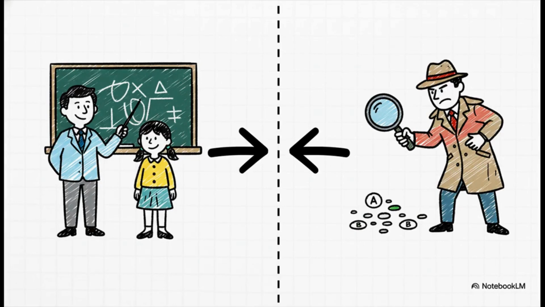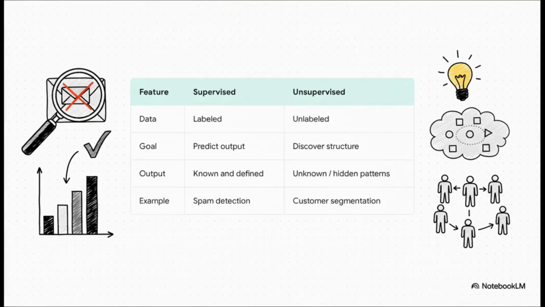Okay, so we've met the teacher and we've met the detective. Now let's put them right next to each other, because this is where it all clicks into place. I mean, look at that. The difference is crystal clear when you see it like this. Supervised learning needs labeled data because its goal is to predict an answer we already know how to define. But unsupervised learning uses unlabeled data because its whole mission is to discover some new hidden structure. One is about prediction, the other is about exploration.